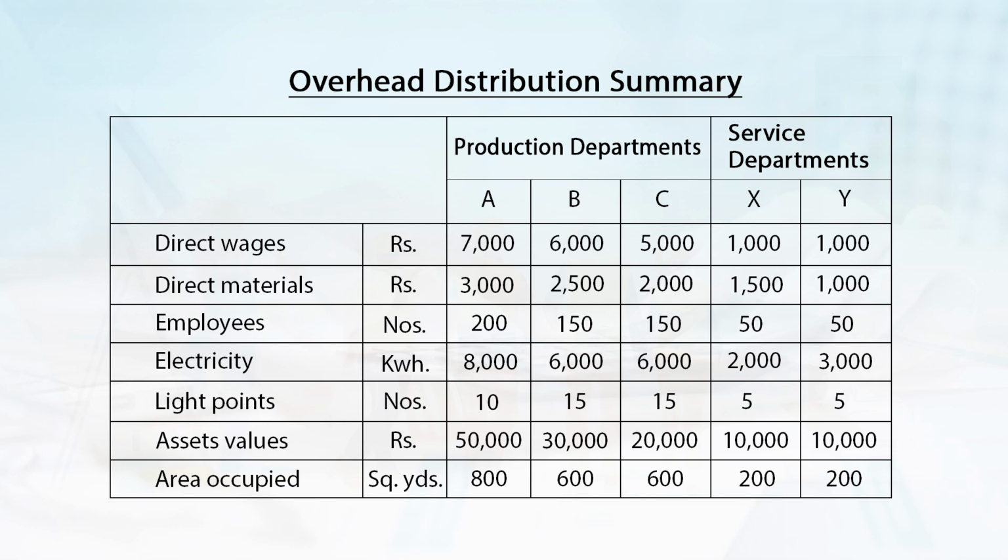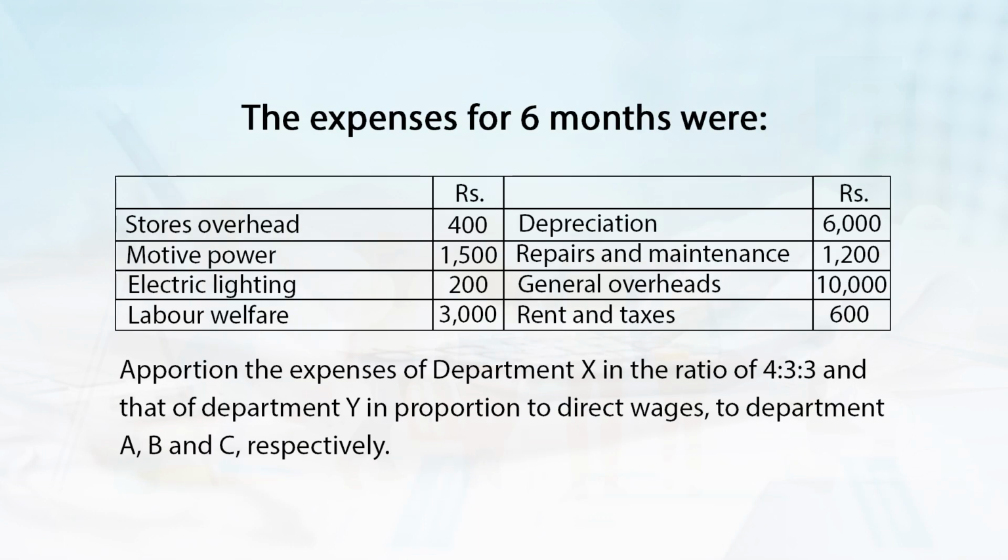The expenses for the last 6 months were stores overhead rupees 400, motive power rupees 1,500, electric lighting rupees 200, labor welfare rupees 3,000, depreciation rupees 6,000, repairs and maintenance rupees 1,200, general overheads rupees 10,000, rent and taxes rupees 600. Apportion the expenses of department X in the ratio of 4:3:3 and that of department Y in the proportion to direct wages to departments A, B and C respectively.